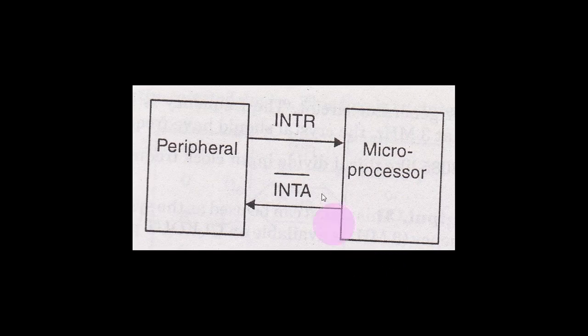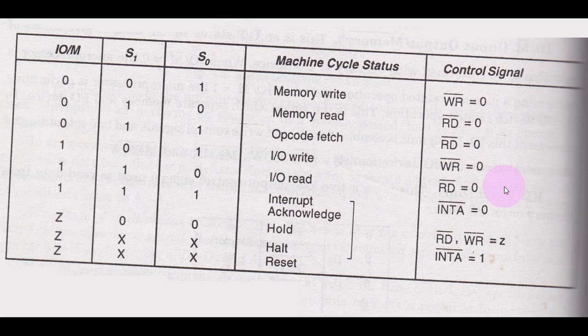Now, INTR usually works in this way. If there is a peripheral attached to your microprocessor, this peripheral will make a request to this INTR pin and the microprocessor will acknowledge it through the INTA pin. So this is a very simple diagram to explain the INTR and INTA bar pins. But you know what the status of S1, S0 and IO slash M bar should be from this particular table.